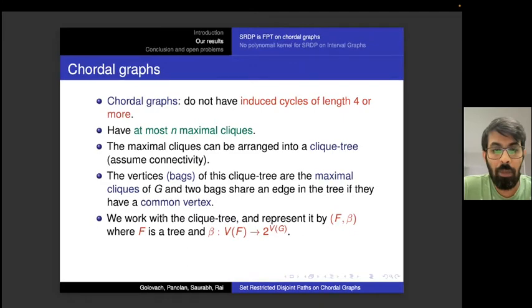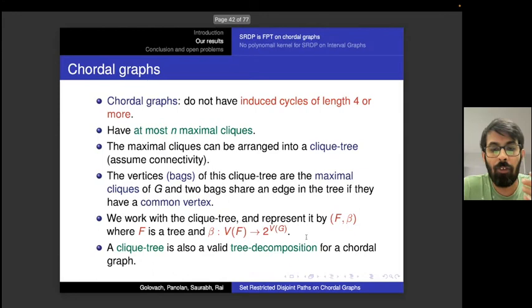We represent a clique tree by (F, beta), where F is a tree and beta is a function from the vertices of this tree to the set of subsets of vertices of the graph G. This clique tree also gives a valid tree decomposition for a chordal graph, and this is the property that we'll be utilizing for doing dynamic programming on graphs of bounded treewidth.